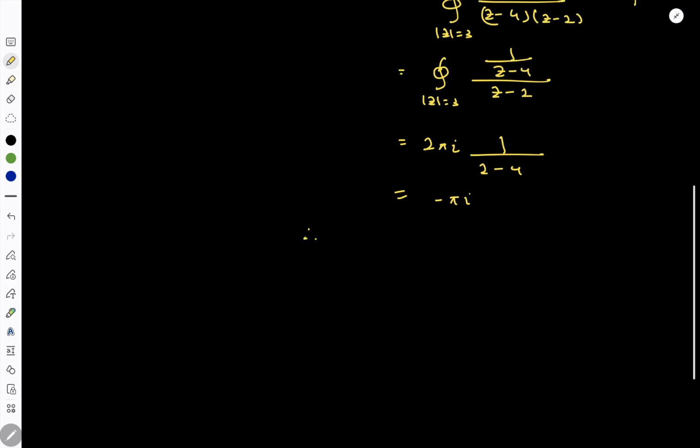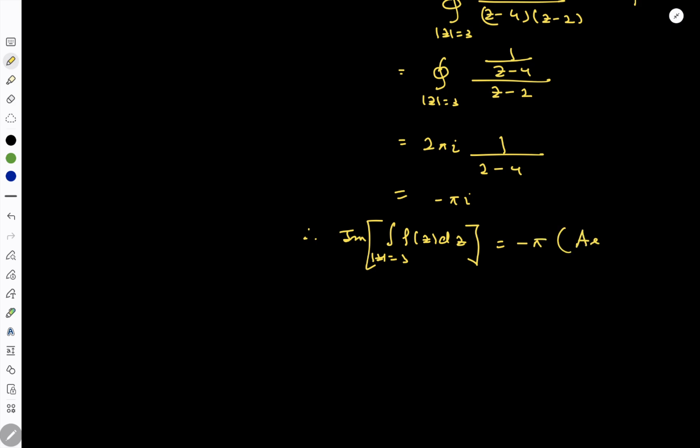So what is the imaginary part? Therefore, the imaginary part of the integral of f z dz about mod of z equal to 3 is nothing but minus pi, and therefore this is your answer.